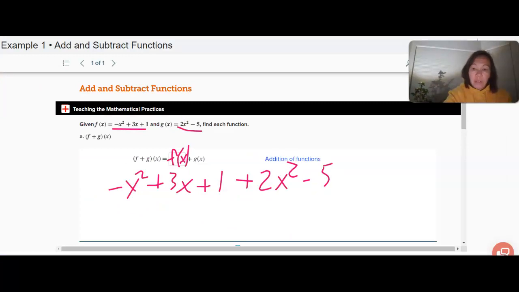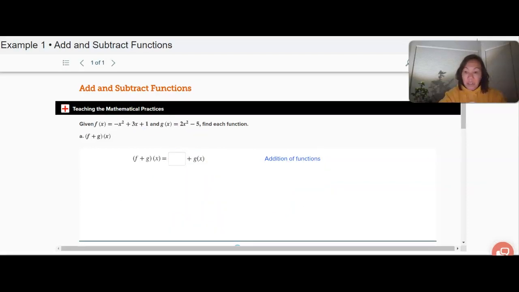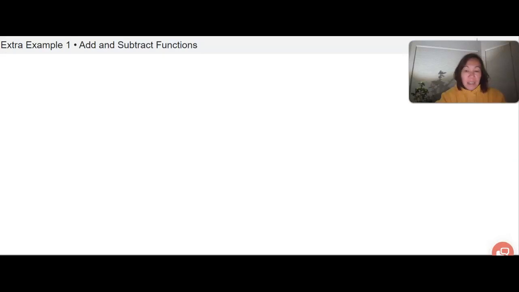Okay, 5, and then we can combine like terms here. So we have negative x squared and positive 2x squared, which would just give us negative 1 plus 2 is just 1x squared plus 3x, there's no other x's, and then we can combine this to get minus 4. So again, all you're doing is literally just adding those two functions together. And sorry if that was too fast, you can go rewind that if you need to.